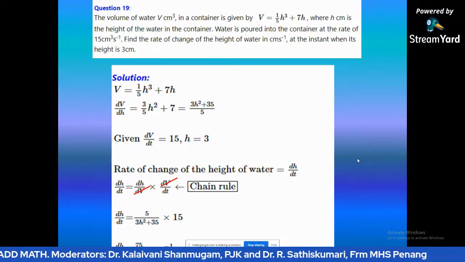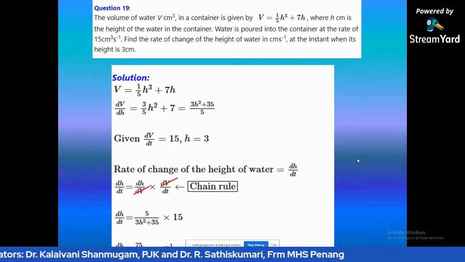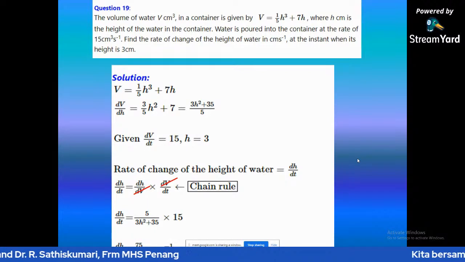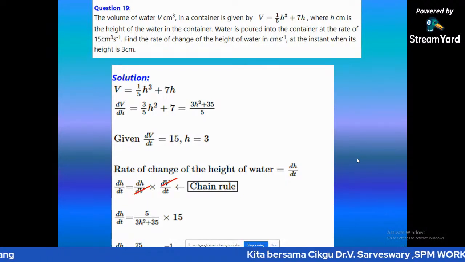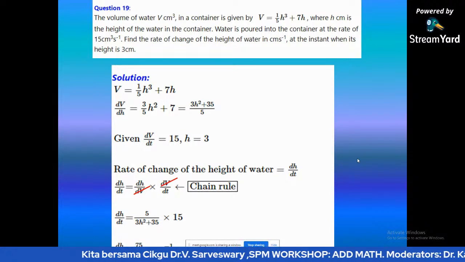Cm is h, height, right? S negative 1 is the time. So you write down dh/dt equals to what? Write a question mark. You write down dh/dt equals to question mark. So that is what you want. When h is 3, write down h equals 3.